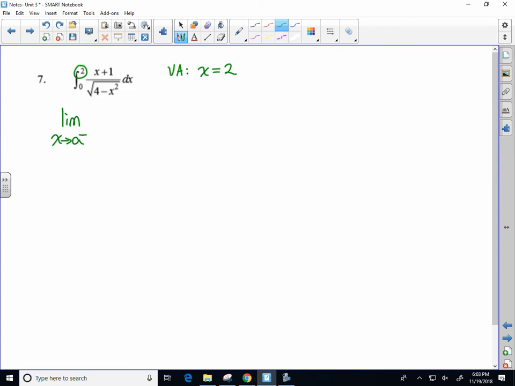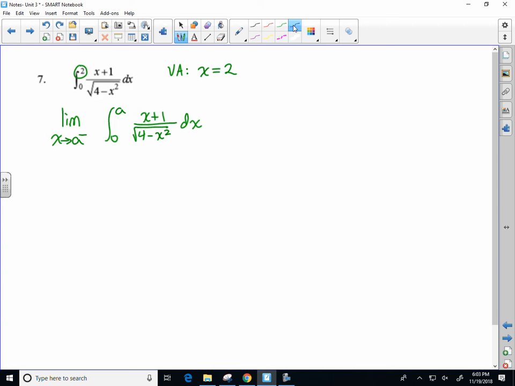And that's because it's maxing out at a value of 2. There's no right-hand side to this graph, right? If it's going to approach 2, it's going to approach 2 from the left, right? Of the integral from 0 to a of x plus 1 over the root of 4 minus x squared dx. All right, that sounds good.